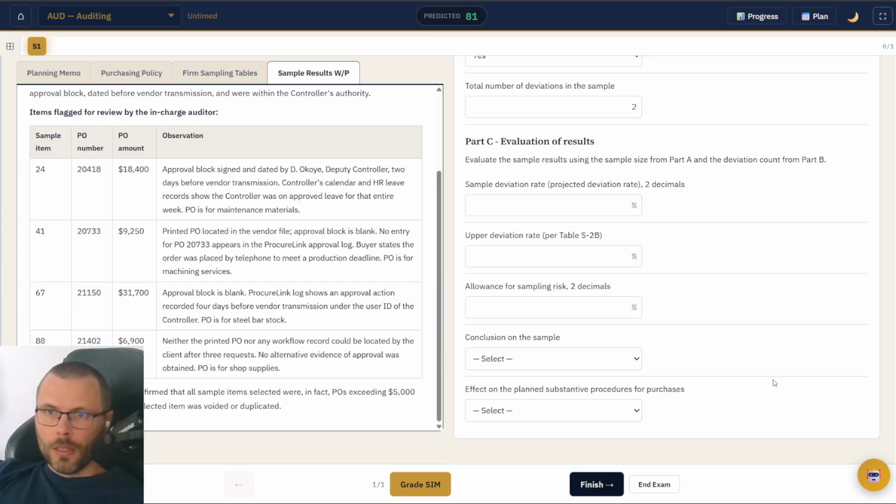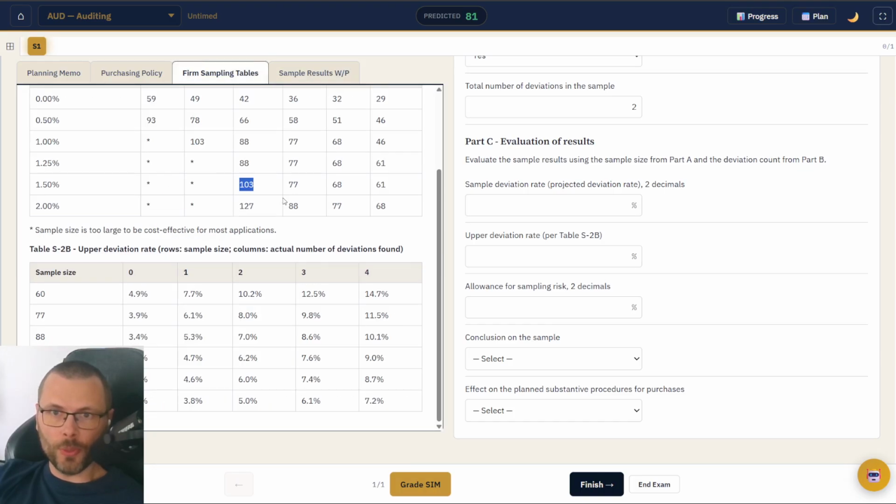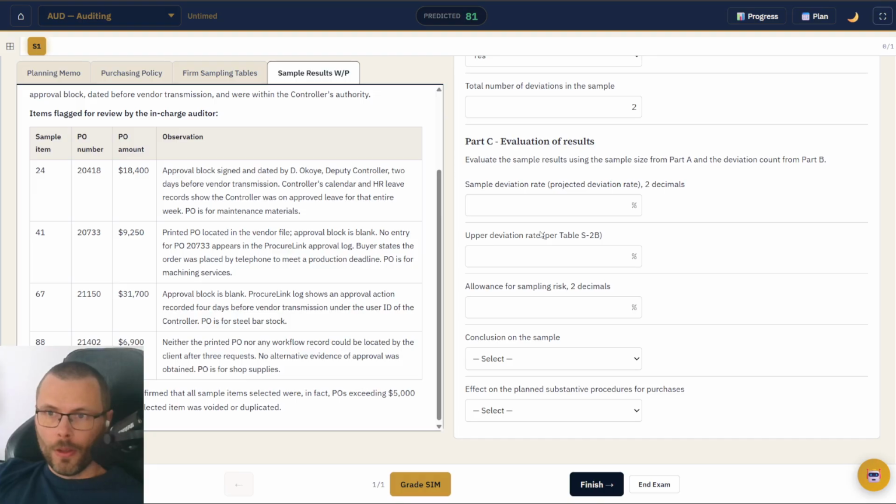That's it. Part C, evaluate the sample. So what was the deviation rate? That was 2 out of the total sample of 103. According to our sample table, we've done 103. So 2 divided by 103, round to 2 decimals, as it says here. That's 1.94%. 1.94, because it's got to be given in percentage.